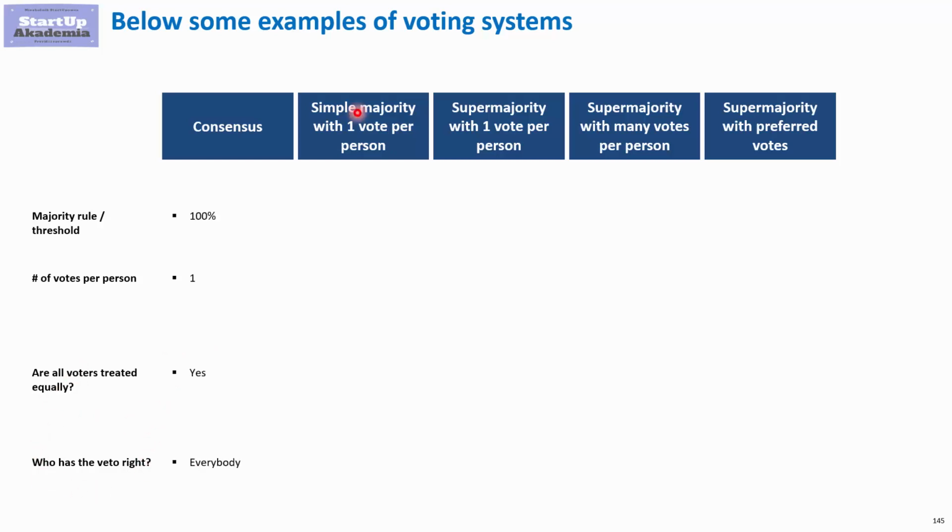So in the consensus, the threshold is 100%. So everybody has to agree to do something. Usually you would have 1 vote per person. Obviously they are treated equally. However, everybody has a veto right. So if somebody decides not to do it, you don't do it.